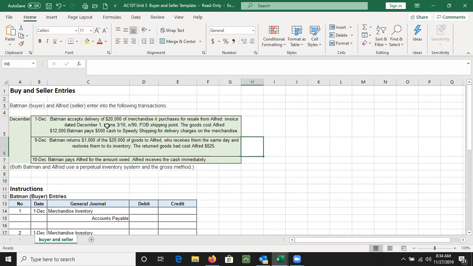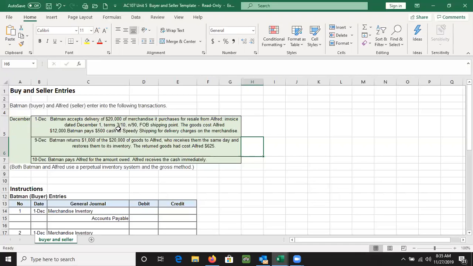So you'll always see the terms listed like this: some number slash another number, comma, n slash another number. Let's look at the first one. This first number will always be a discount percentage. So what this means is Batman has the option of receiving a 3% discount if he pays for the goods within 10 days from the invoice date.